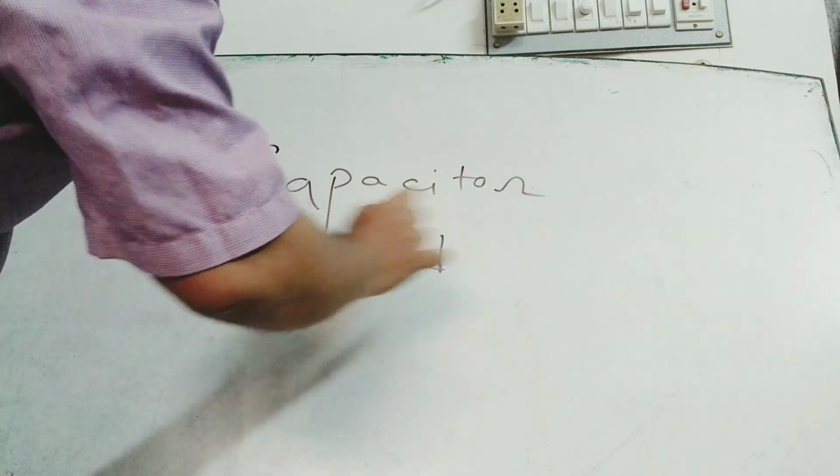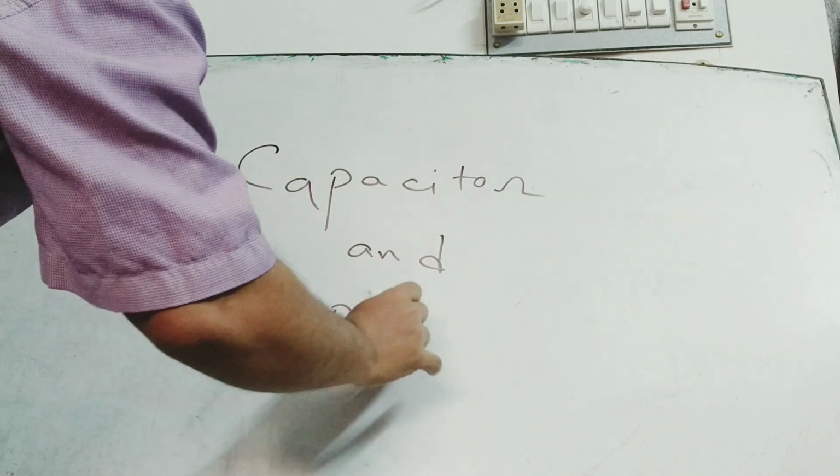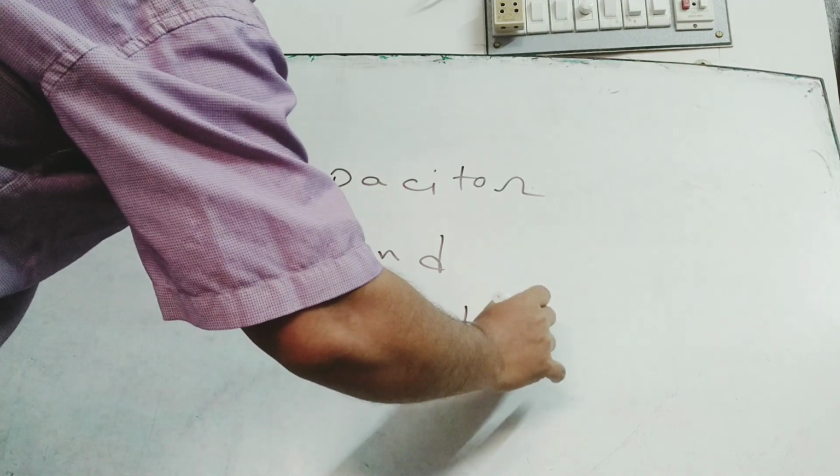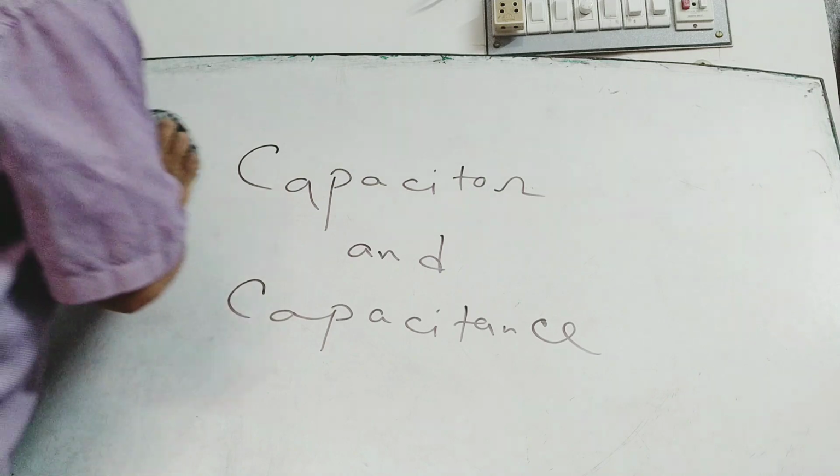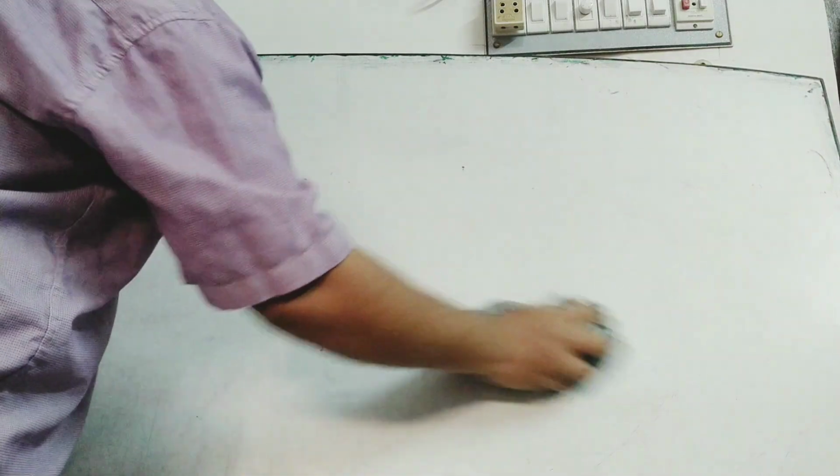Capacitor and capacitance. Then what is a capacitor? A capacitor is a device which can store some charges. It may be a conductor or it may be an insulator.